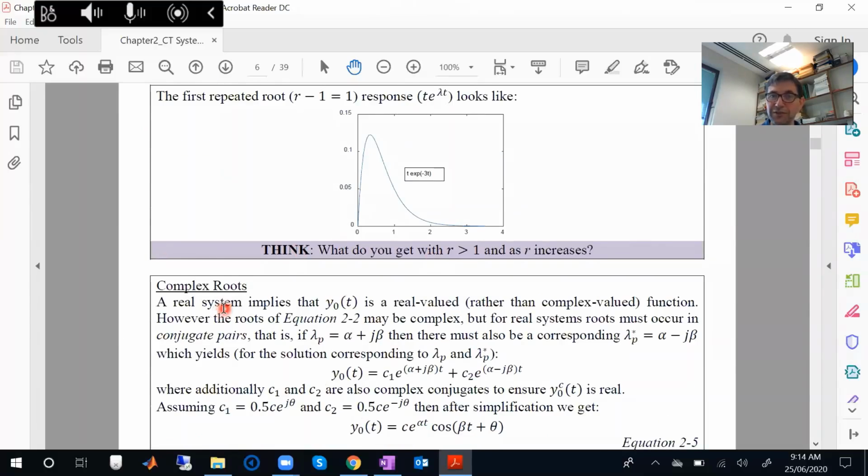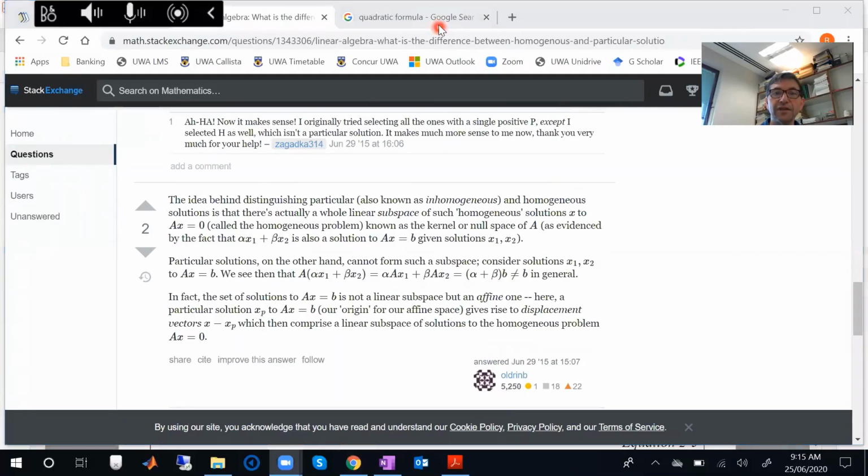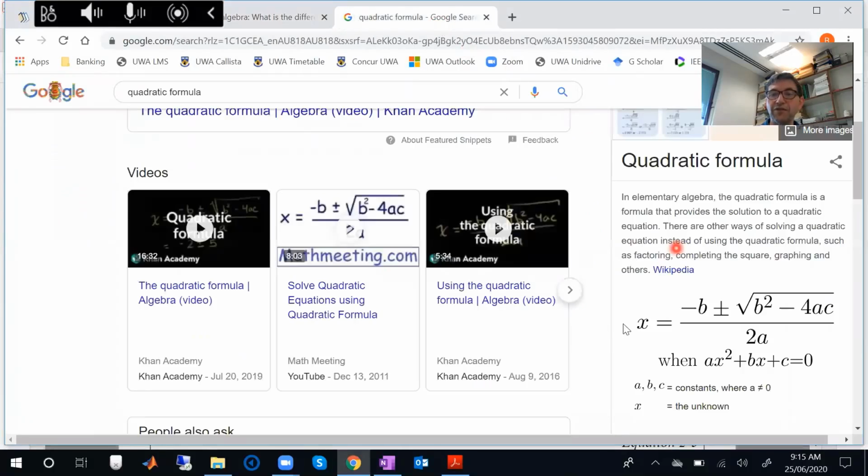Complex roots, yes. When you solve second order equations or anything above second order, you can get complex roots. Remember this guy? Where is it? Got too many things here. That's the one. Remember the quadratic formula? That can give you complex roots.